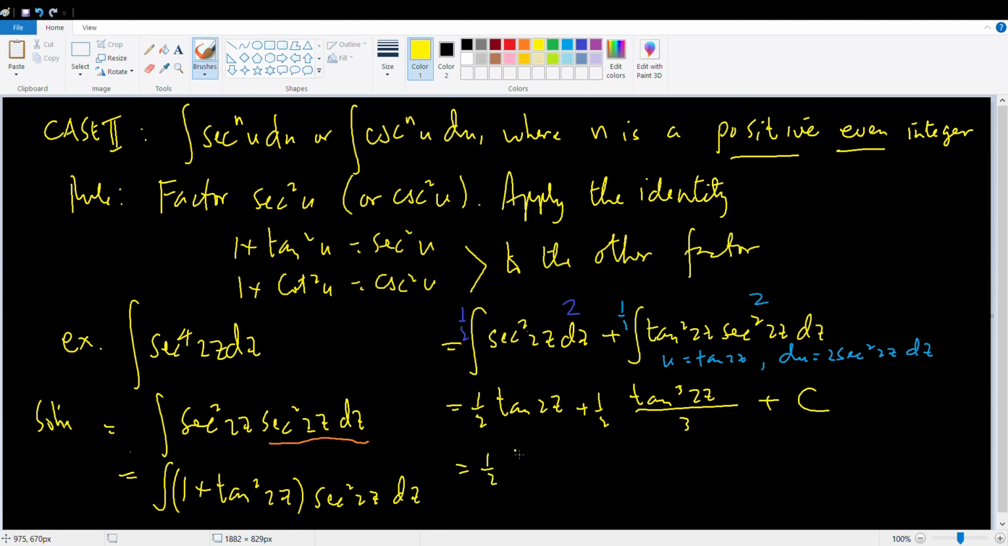Final answer, 1/2 tangent 2z plus 1 over 6 tangent cubed 2z plus c. If you want, you can factor the constant. So 1 over 6, 3 tangent 2z plus tangent cubed 2z plus c.